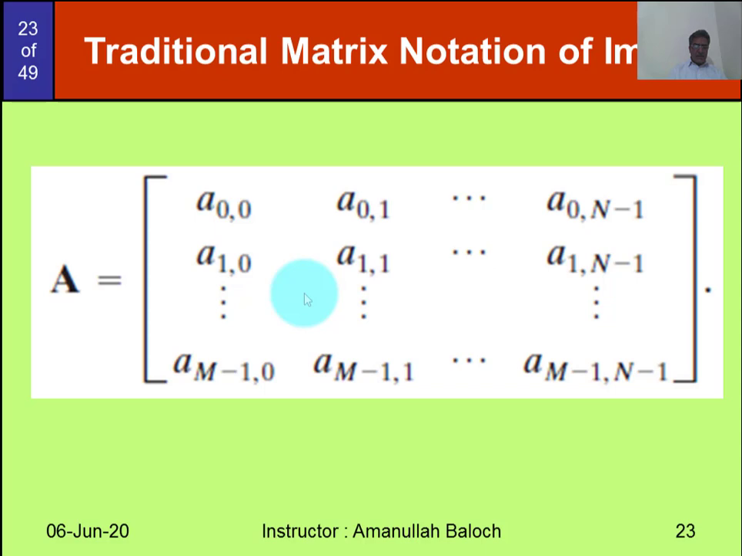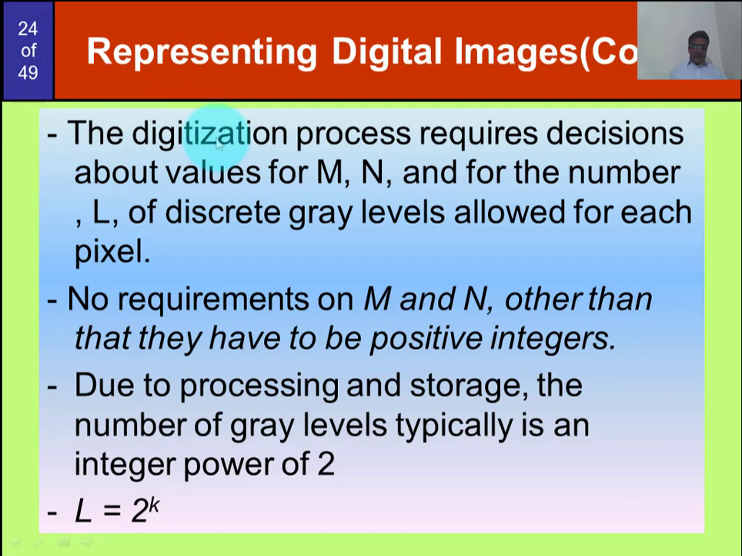In representing a digital image, the digitization process requires decisions about values for m and n and for the number L of discrete gray levels allowed for each pixel. In the process of digitization, we select a certain number of columns and rows, and similarly a certain number of gray levels, that is colors. These are the digital values which we select from the continuous image. There is no requirement on m and n other than that they have to be positive integers. M and n, these rows and columns, should be integer values: an integer number of rows and an integer number of columns.